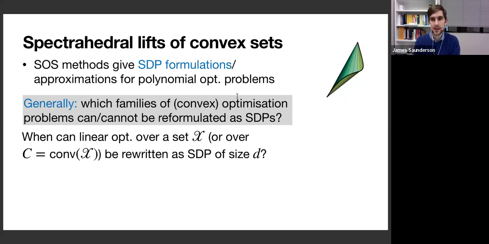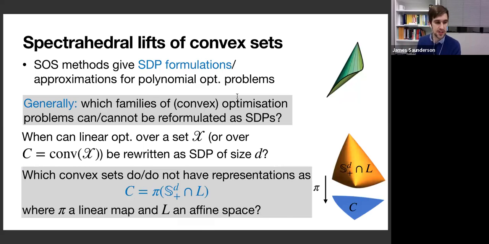Okay. And one way to formalize that question a bit more carefully is to say, when can the problem of linear optimization over a set, or equivalently over the convex hull of that set, be rewritten as a semi-definite program of some size? So in particular, what we're interested in here is really taking the convex hull of a set, or if you like, any convex set, and asking whether we can rewrite linear programming over that set as an SDP.